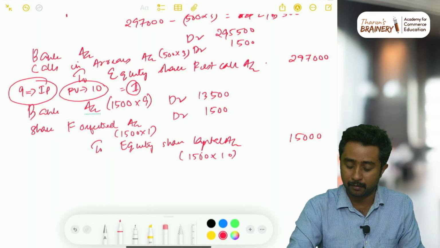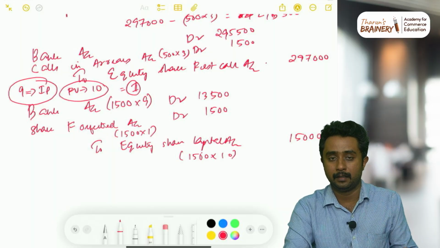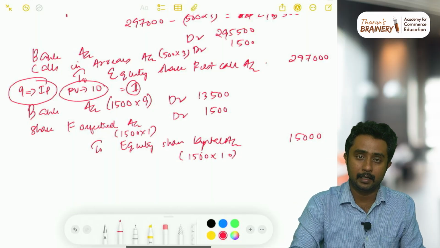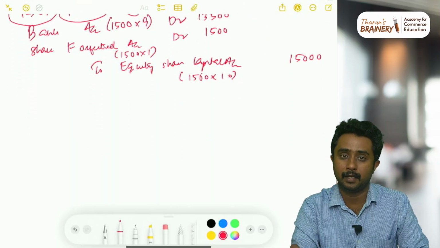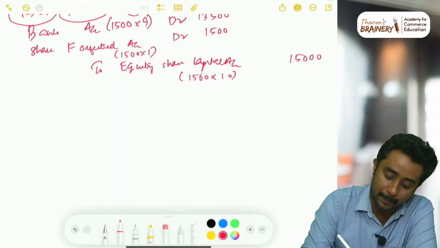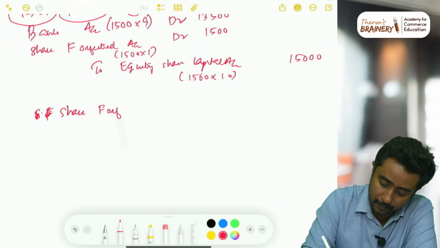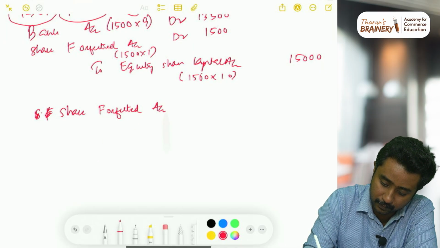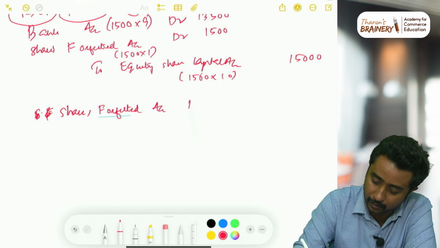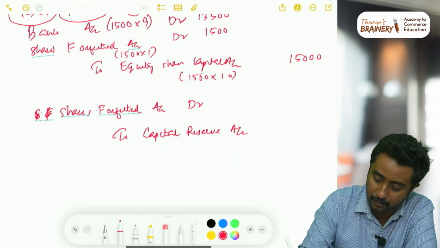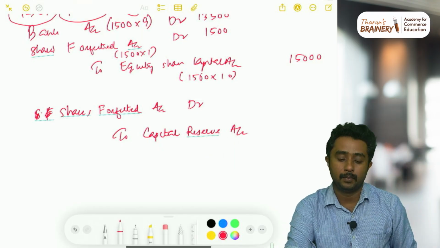Then afterwards, what are we doing? When we are reissuing some shares, we have to make sure that one more entry is passed at that time. That entry is the entry for transferring the forfeited shares account debit to capital reserve. So the entry is like this: share forfeited account debit to capital reserve account. Shares forfeited account debit to capital reserve account.